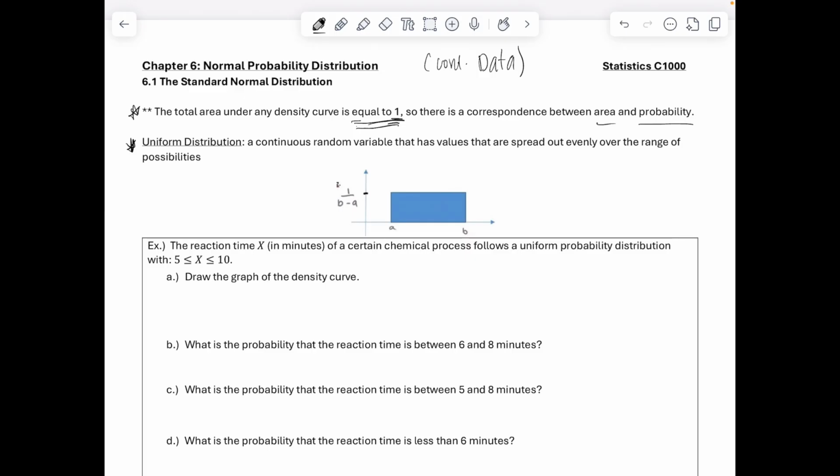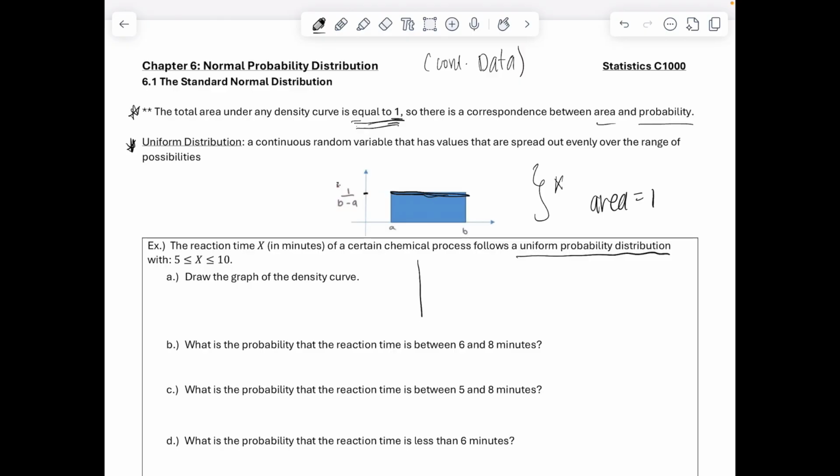There is a graph given here, and you'll notice that it is consistent all the way across the top of this rectangle. And again, remember, the total area under that curve, under that straight line, is equal to 1. So the example right below says the reaction time x in minutes of a certain chemical process follows a uniform probability distribution with x between 5 and 10. It says draw the graph of the density curve.